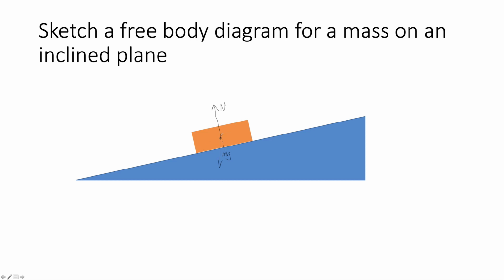If it is stationary, then there must be some frictional force pushing it up the plane to counteract the component of the weight force pushing it down the plane. So this is the free body diagram for this mass here.